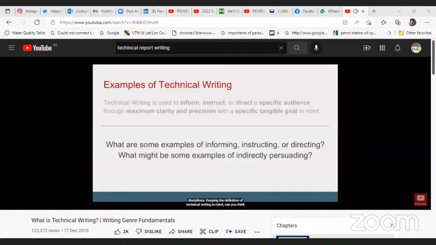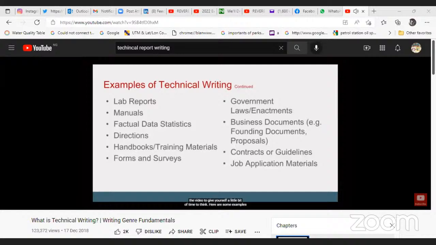Keeping the definition of technical writing in mind, can you think of any examples in writing that use one of these purposes? You may want to pause the video to give yourself a little bit of time to think. Here are some examples of technical writing. Some other examples might include textbooks, lists of instructions, how-to tutorials, hiring resources, training manuals, job descriptions, offer letters, most web pages, and more. Did you think of any other examples? The next few slides will be some visual examples of what different types of technical writing might look like.